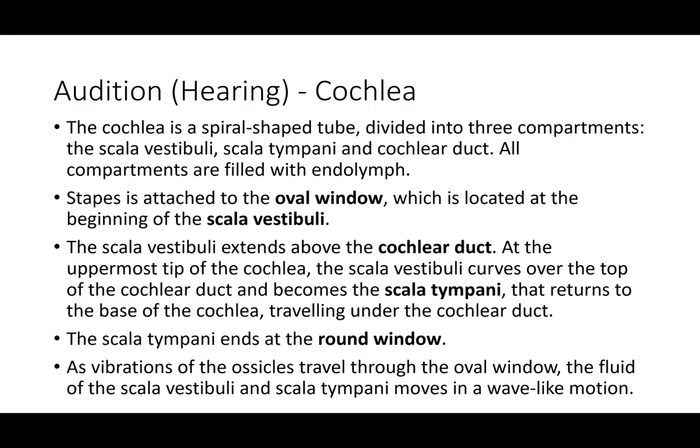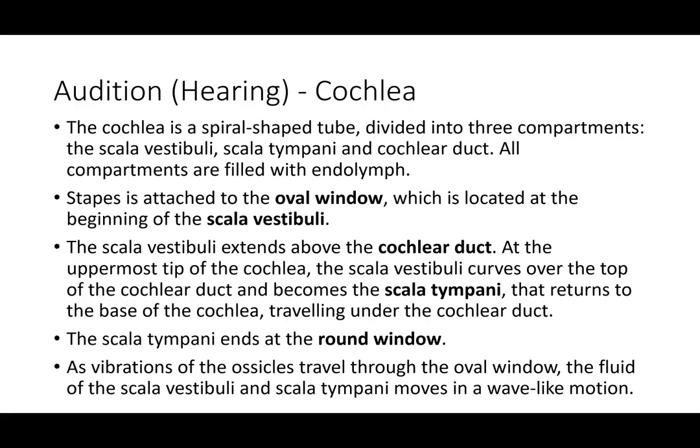Actual hearing, or audition, is what this is referred to as. Again, this is the job of the cochlea, that spiral-shaped tube. It has three compartments: the scala vestibuli, scala tympani, and cochlear duct. All of those compartments are filled with that endolymph, so it's going to have that really high level of potassium and really low level of sodium, and that helps with transferring those nerve impulses.